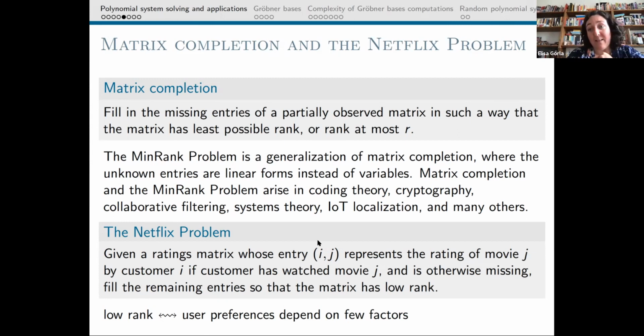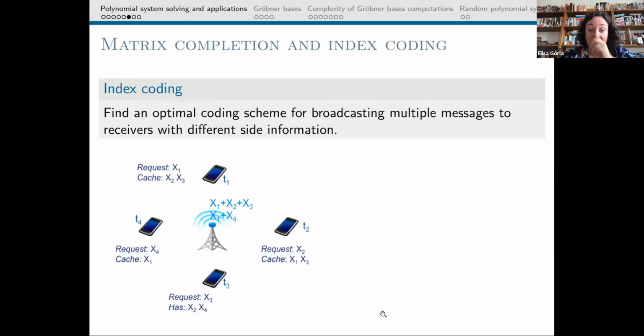And what you do is you minimize the rank of this matrix, and this gives you a way to predict whether a user would like or maybe not like a certain movie. And the low rank assumption corresponds to assuming that preferences depend on few factors, or that usually people will prefer the same things if you have a large group of people. So, okay, this is another example of how this low rank completion comes into applications. And there is also a situation in which it arises in coding theory.